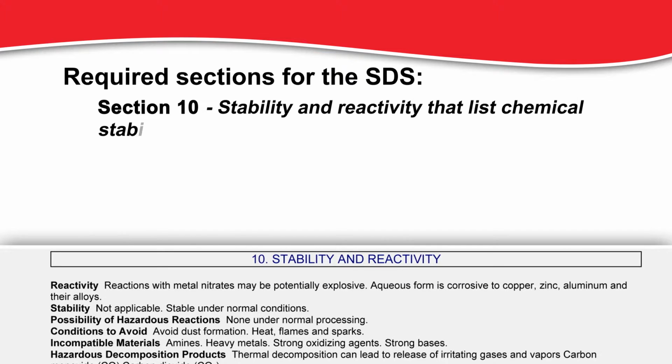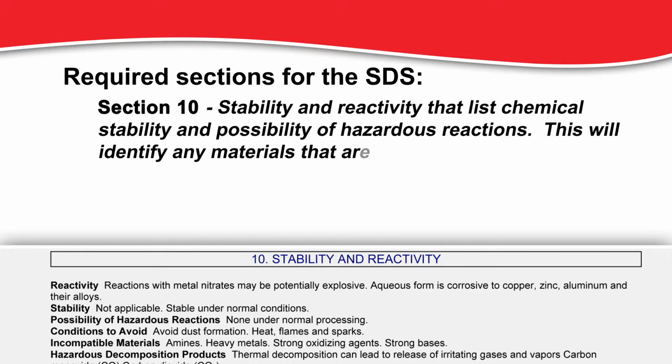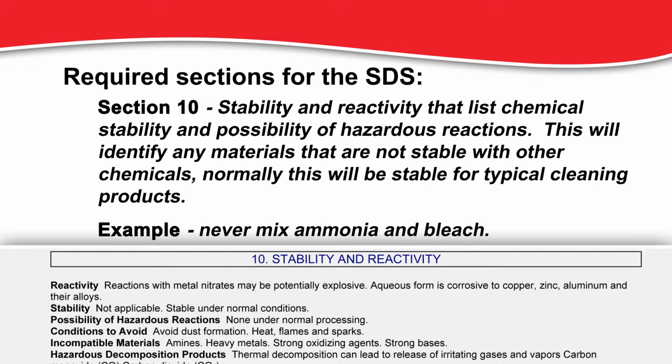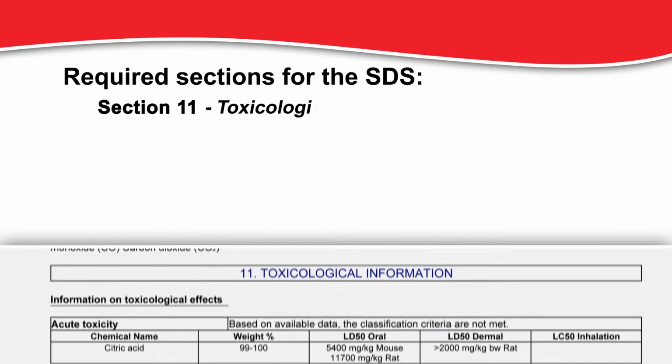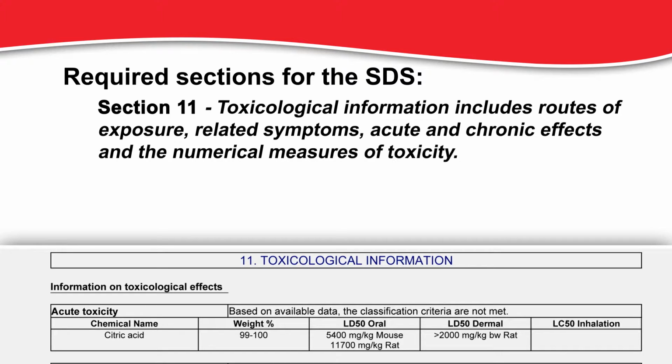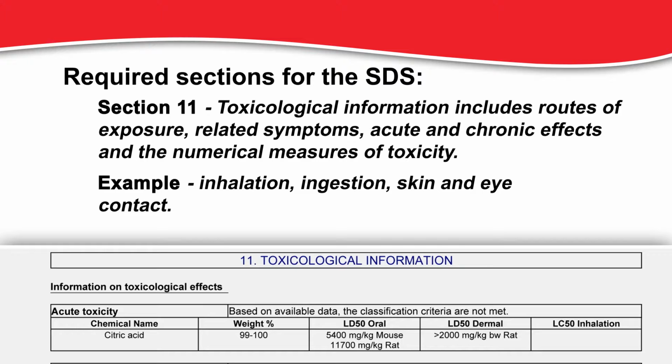Section 10. Stability and reactivity that lists chemical stability and possibility of hazardous reactions. This will identify any materials that are not stable with other chemicals. Normally, this will be stable for typical cleaning products. Example: never mix ammonia and bleach. Section 11. Toxicological information includes routes of exposure, related symptoms, acute and chronic effects, and the numerical measures of toxicity. Example: inhalation, ingestion, skin, and eye contact.